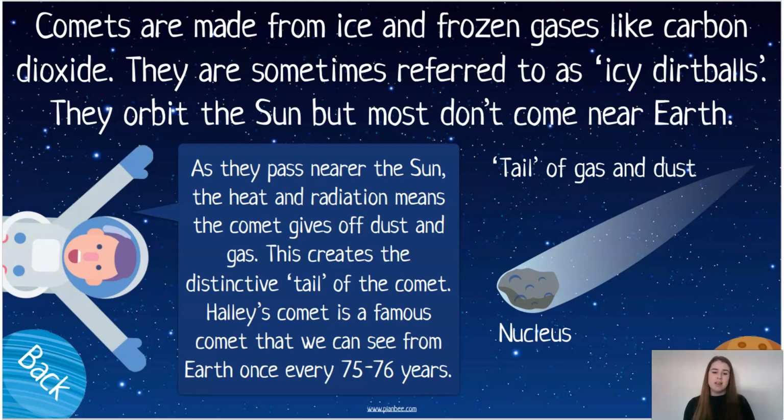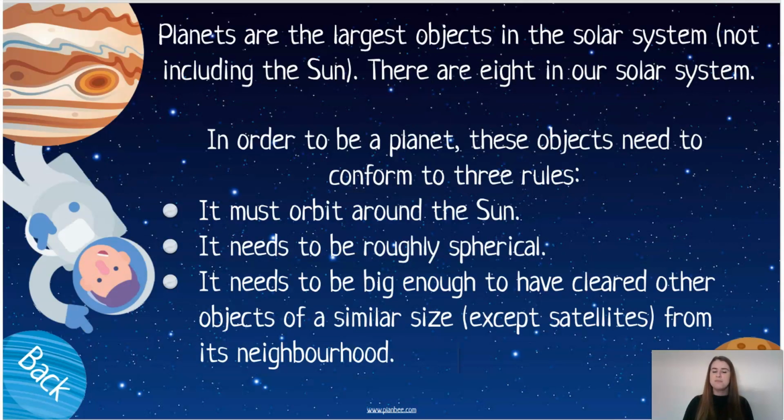But that's a comet that comes around every 75 to 76 years. It's actually a recurring one that we see more often than not. Now, planets are obviously the largest part of our solar system, excluding the sun though. We know the sun's the biggest one. And there are actually 8 planets in our solar system.